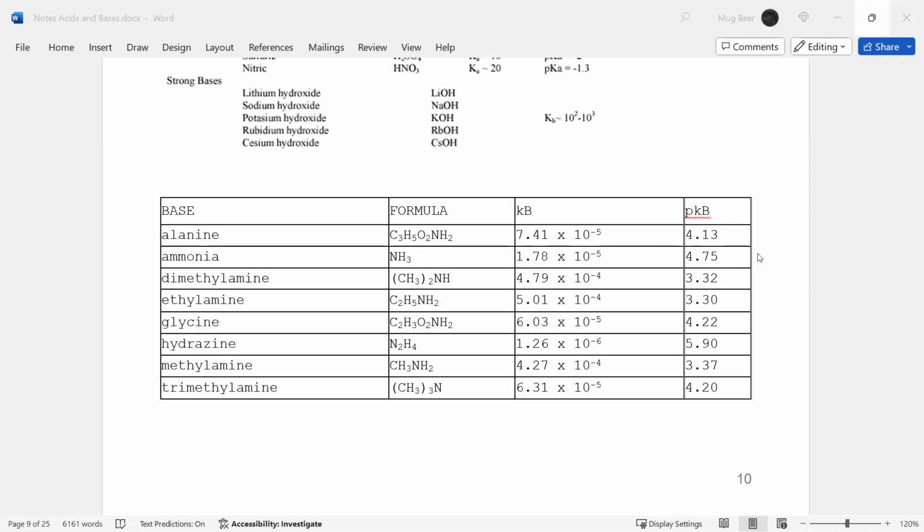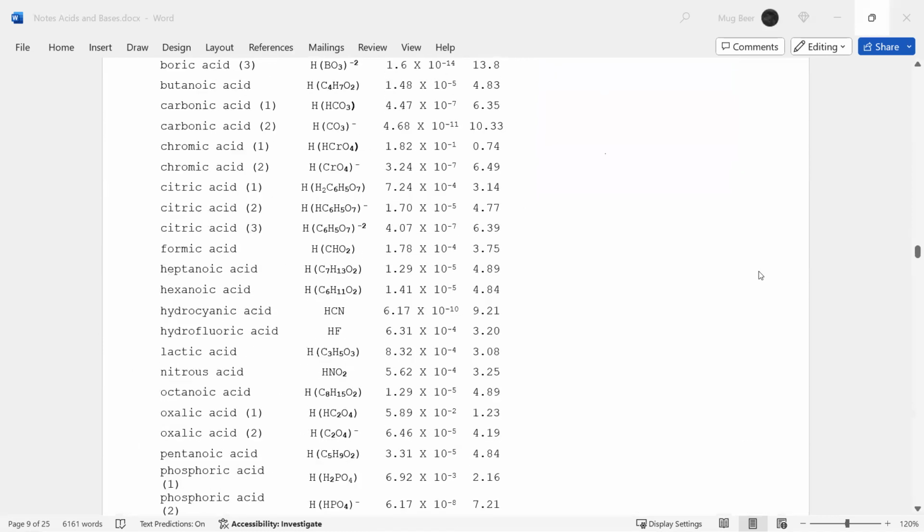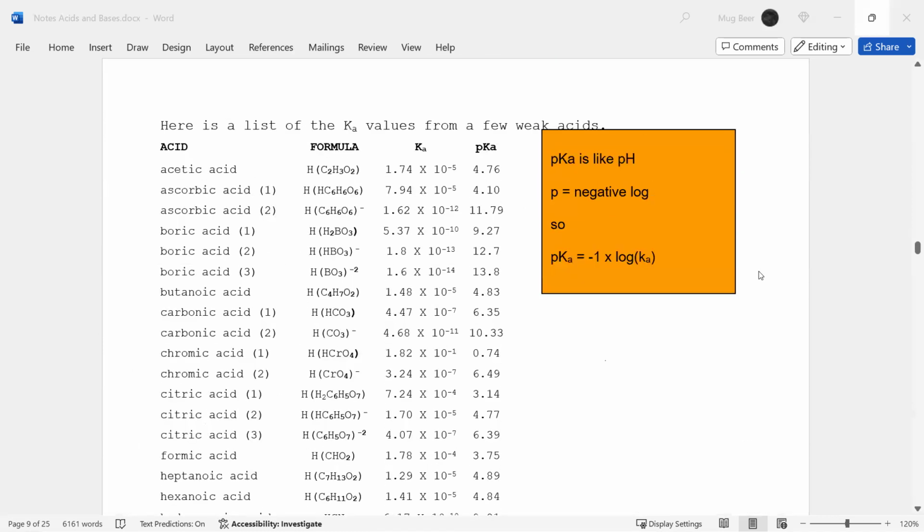There are a heck of a lot fewer weak bases and bases in general than there are acids. This is a super short list, even though it looks really long. It's a full page, but there's zillions of different acids out there. And we've got Kas and pKas for them. So the Ka can be kind of an unwieldy number to write. And so if you take the pK of it, it's the same thing as pH. So chemists were like, let's just use that pK thing and make everything smaller for us, so we don't have to write longer numbers. We don't have to write times 10 to that.